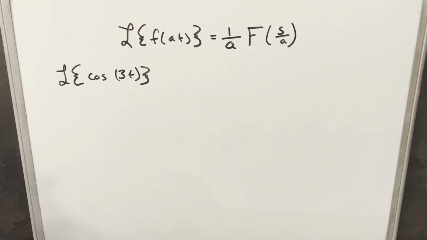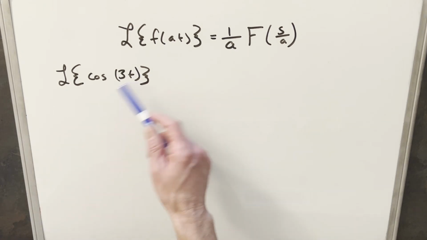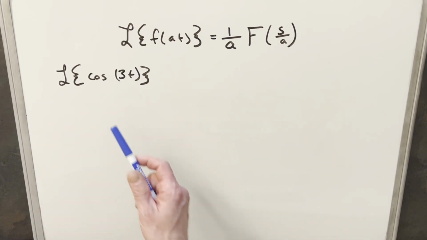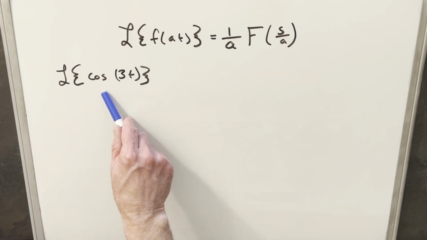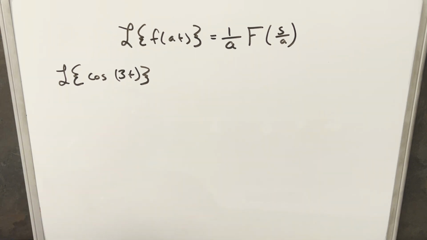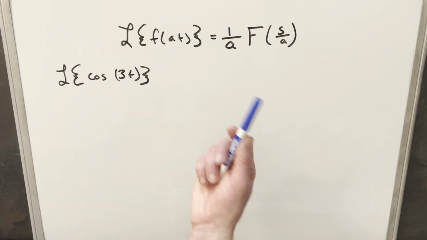Okay, so now we have our example. It's just the Laplace of cosine 3t. And you'll notice we don't need this formula for this, because we already did a cosine of at, so we have a formula for cosine of 3t, and we could find it that way, just as easy. So we're just doing this example to demonstrate the formula.